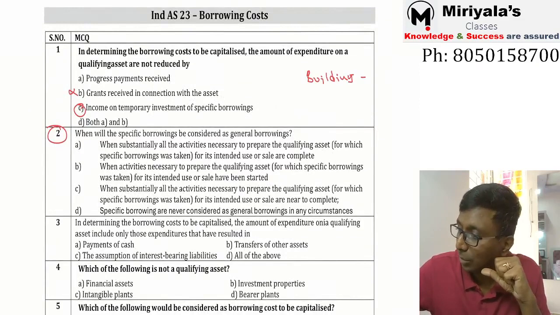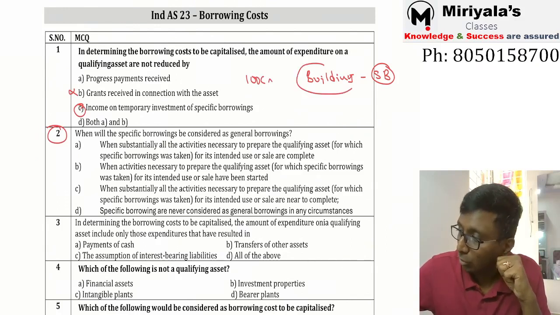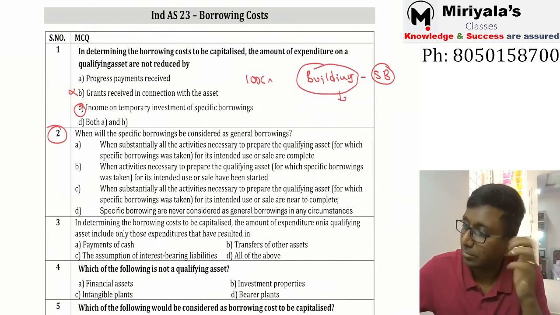Yeah, for this purpose I have taken some specific borrowing. How much is the money? Let us say some 100 crore rupees I have taken. Okay, so now this building got constructed. When is it completed? That is 31st March 2023.